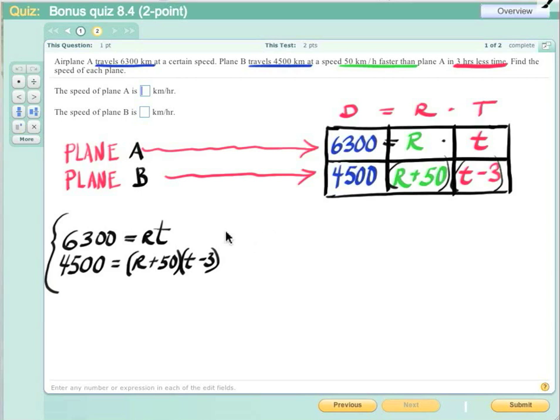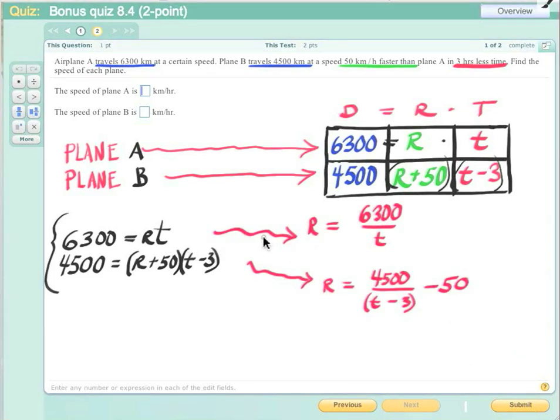Two equations and two unknowns. I'm thinking to use substitution here. And so what I did was solve this first equation for r by dividing both sides by t to get this. And then I solved this equation for r. I didn't do these multiplications. That would lead to trouble.